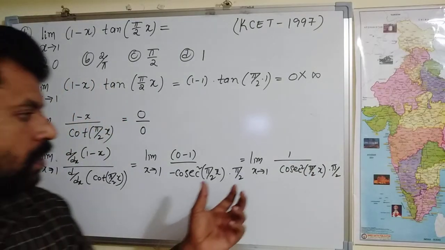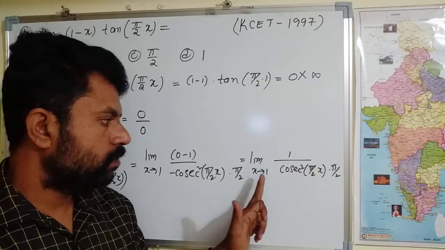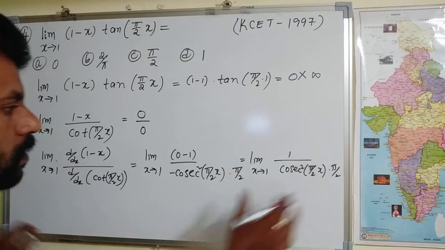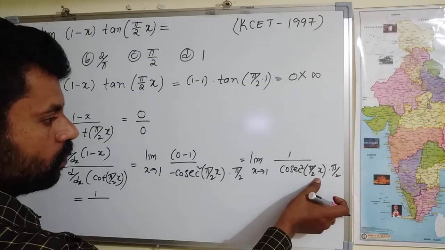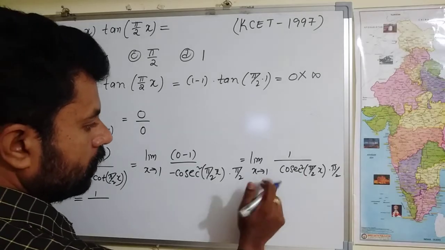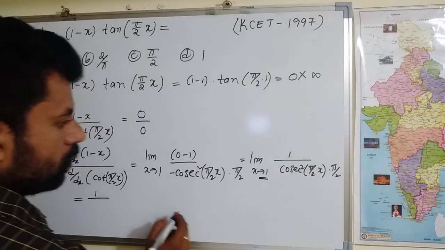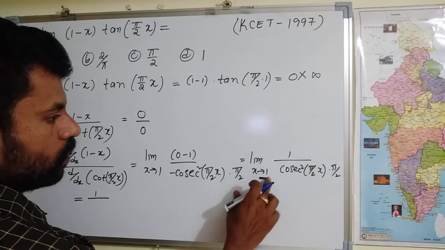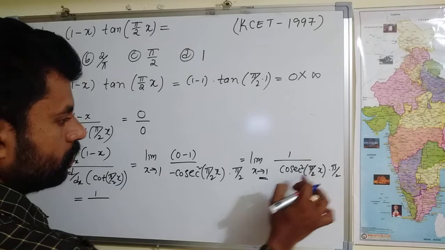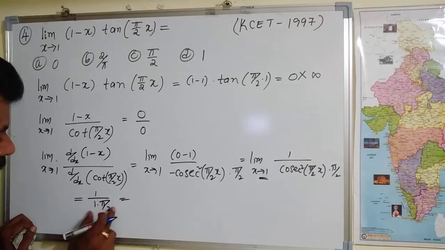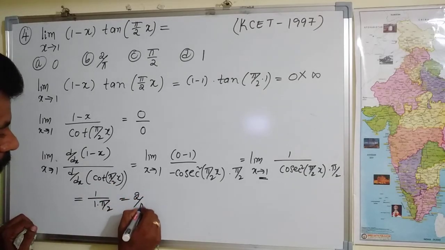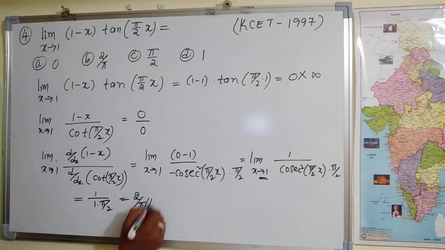Now here, since x approaches 1 means we substitute 1 in the place of x, then this result becomes 1 by cosecant square of, see here not 0, here substitute in the place of x is 1, substitute 1 in the place of x, we get pi by 2. Cosecant square of pi by 2 is 1 into pi by 2 is equal to pi by 2 denominator. This result can be written as 2 divided by pi. Option B is the correct solution.